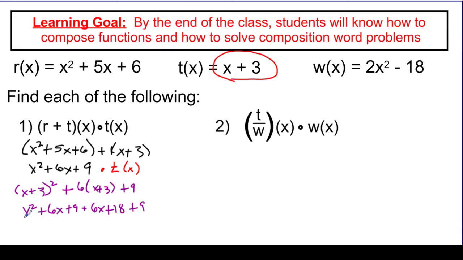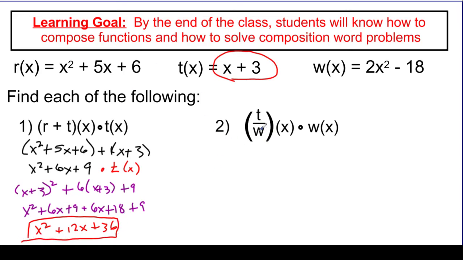The last step is just going to be to combine like terms. Looks like x squared. I have two 6x's, which makes a 12x. And I have 9 plus 18 plus 9. Well, that's like 36, since 9 plus 9 is 18 plus another 18. So I'm going to say r plus t of x composed with t of x gives me this new expression, x squared plus 12x plus 36. Okay, so let's try that with a new one.